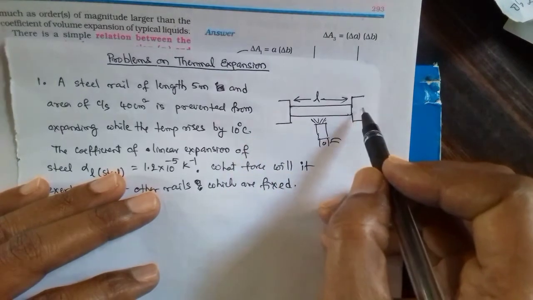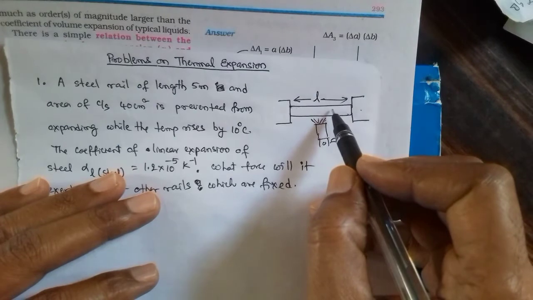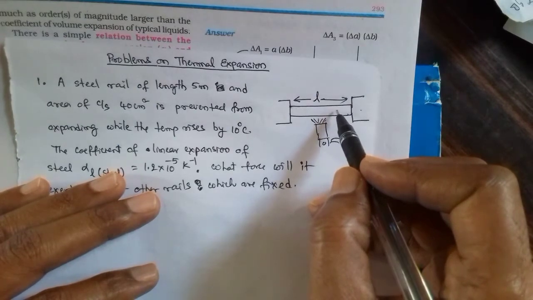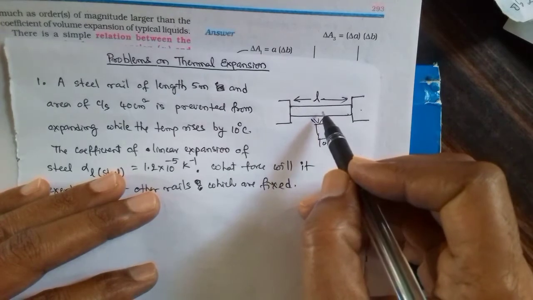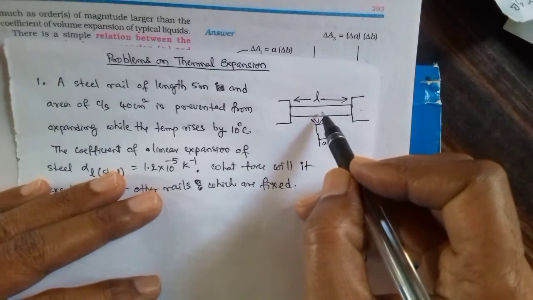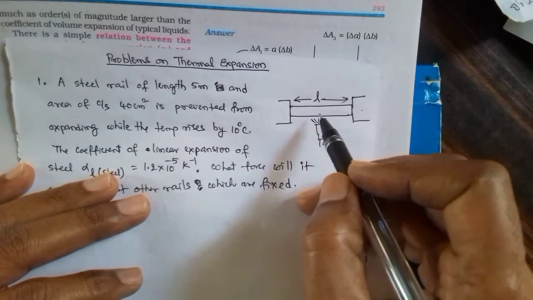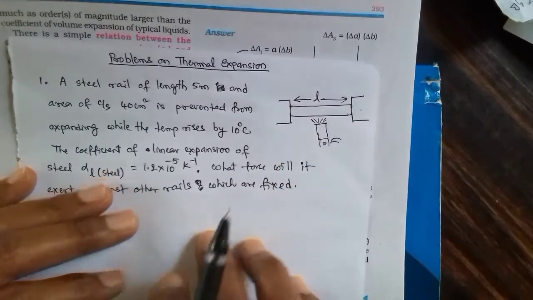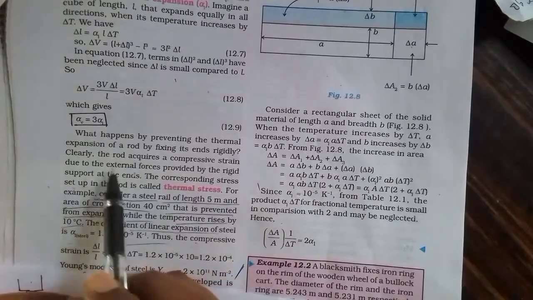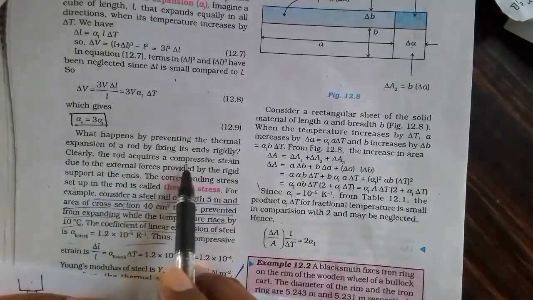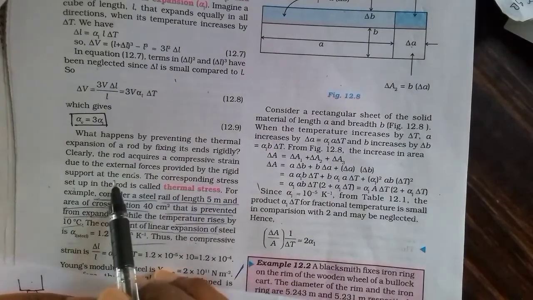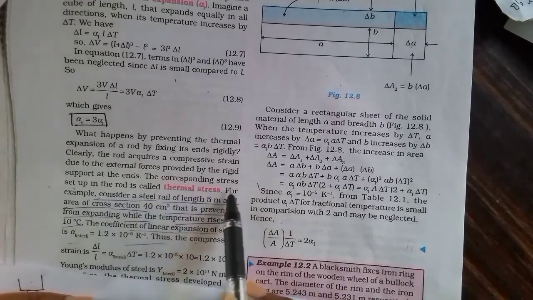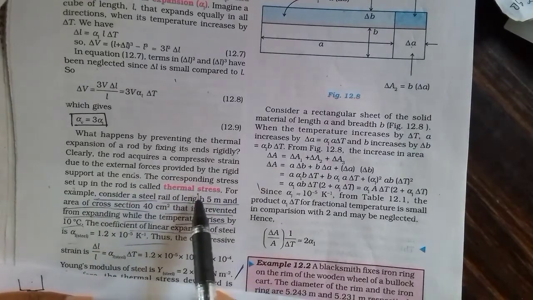These supports do not move, so the rod only suffers stress because of thermal expansion, and the stress it experiences is called thermal stress. Clearly, the rod acquires a compressive strain due to the external forces provided by the rigid supports at the ends. The corresponding stress set up in the rod is called thermal stress.